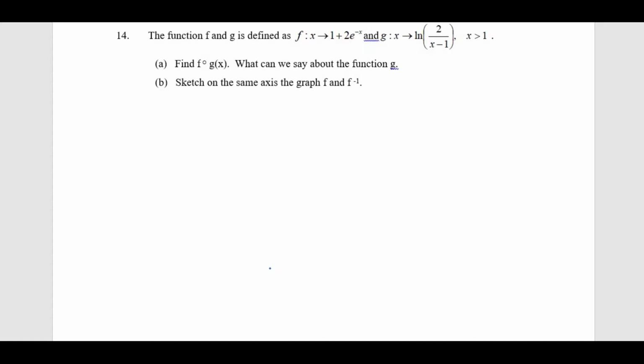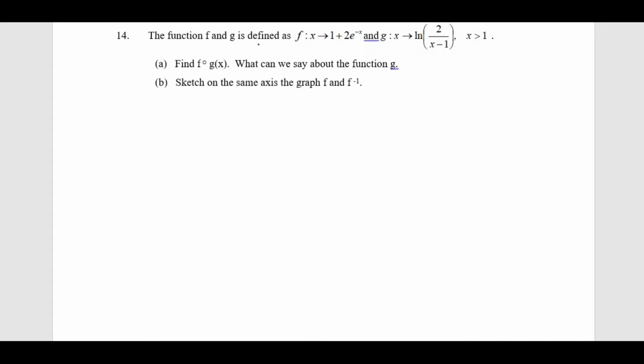So this could be our last tutorial of functions and graph. We'll touch on finding composite functions involving exponential and logarithmic functions, and we want to sketch the graph which involves exponential and logarithmic functions on the same axis. So now let's look at question number 14.